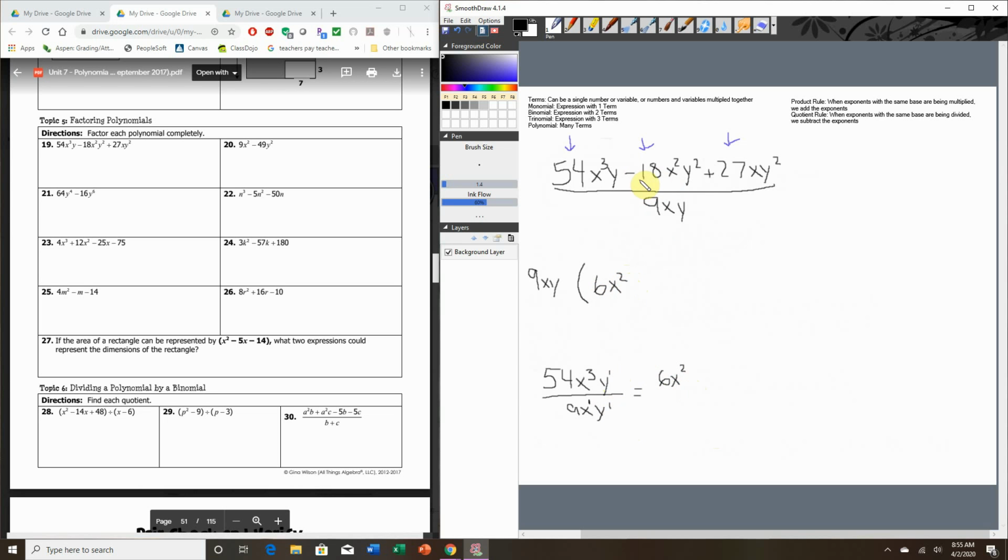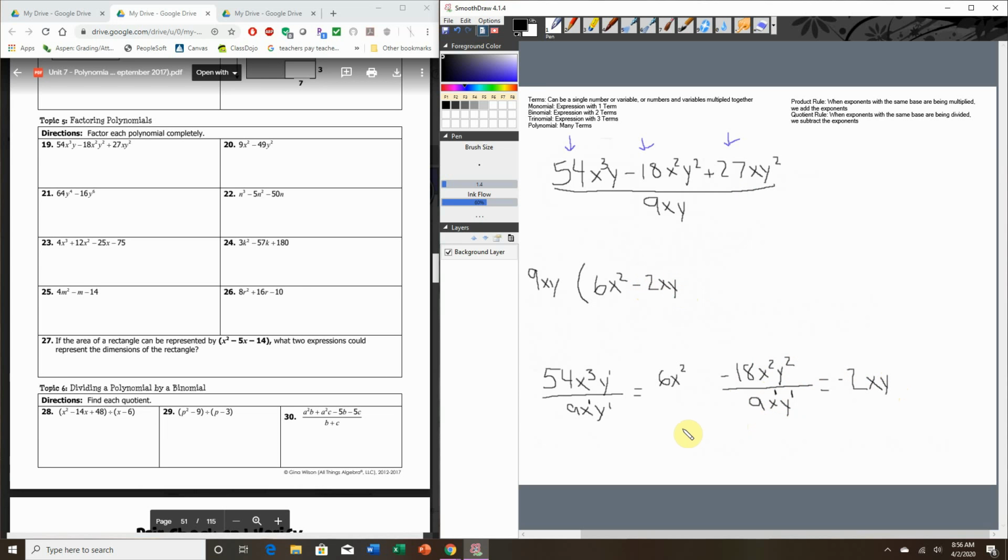Now if we go to negative 18, x squared y squared, that's going to be divided by 9xy. So negative 18 divided by 9 is going to give us negative 2. x squared divided by x to the power of 1 is going to be 2 minus 1. That gives us x. y squared divided by y to the power of 1 is going to give us y. So this is going to simplify to negative 2 times x and y.